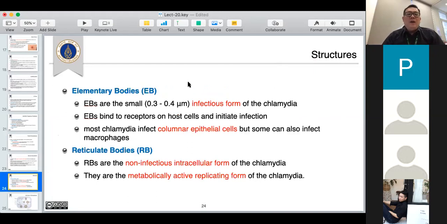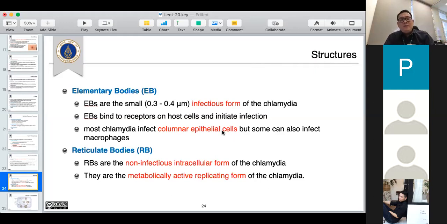The cells of Chlamydia and Chlamydophila contain two forms. One form we call the elementary body, or EB. Elementary bodies are small. We call this the infectious form of Chlamydia. When Chlamydia wants to infect a new human, it changes itself to the EB form, okay? The surface of the EB form presents a ligand that can bind to a receptor of the host cells, then infection is established by binding of the receptor and ligand, okay? The host cell pulls Chlamydia up in a vesicle, okay? Mostly Chlamydia infects columnar epithelial cells, like those present in the GI tract, oral-fecal, something like that. And sometimes they can also infect macrophages.